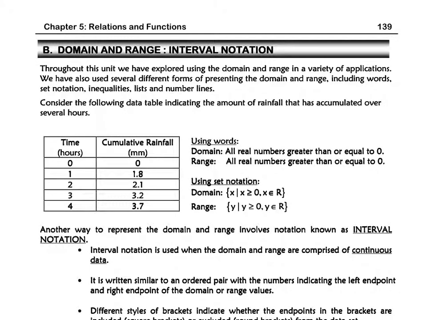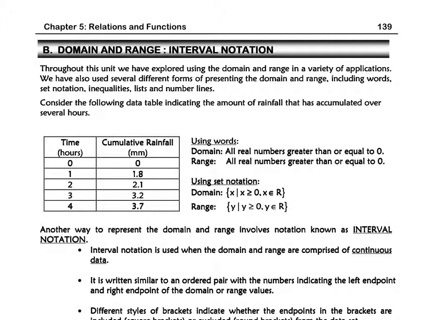Okay, the next topic in this section goes back to domain and range, but we're going to introduce a new type of notation for representing the domain and range, and this is called interval notation. So if you look at the data in the table provided here, we have data that shows time in hours and cumulative rainfall in millimeters. So it started off at time 0, there was no millimeters, and then as the time went on, the cumulative rainfall increased.